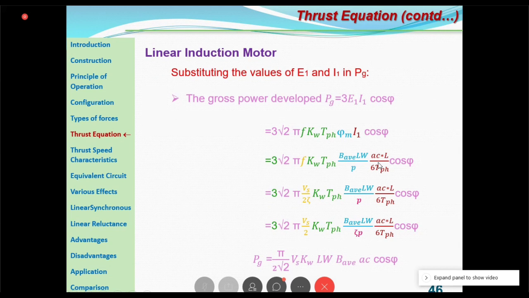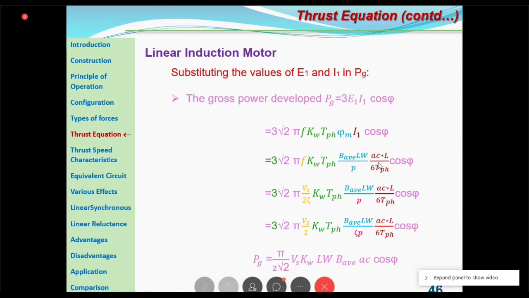And the thrust developed will be equal to efficiency into the air gap power divided by Vs, or you can have efficiency into the mechanical power developed divided by the rotor speed. Rearranging the expression, you get 1.11 into this, which is the thrust developed. The copper loss will be S times the slip times the power developed, and the mechanical power will be equal to 1 minus S into Pg.